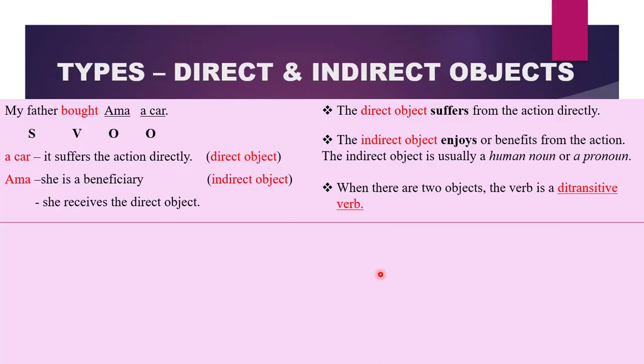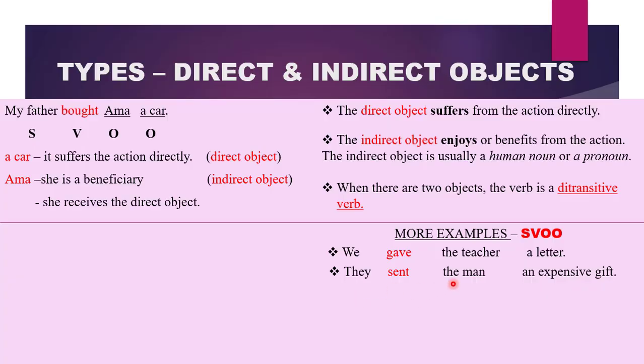Let us have these examples. We gave the teacher a letter. We is our subject. Gave is our verb and it is an action word. What did we give? A letter, direct object. And who is receiving or benefiting from the letter? The teacher, indirect object.